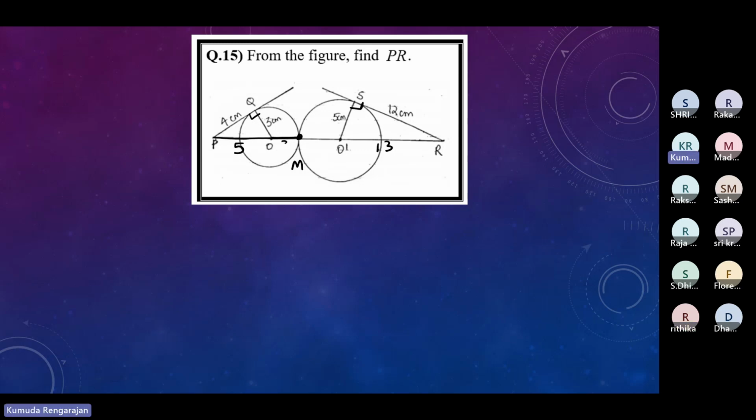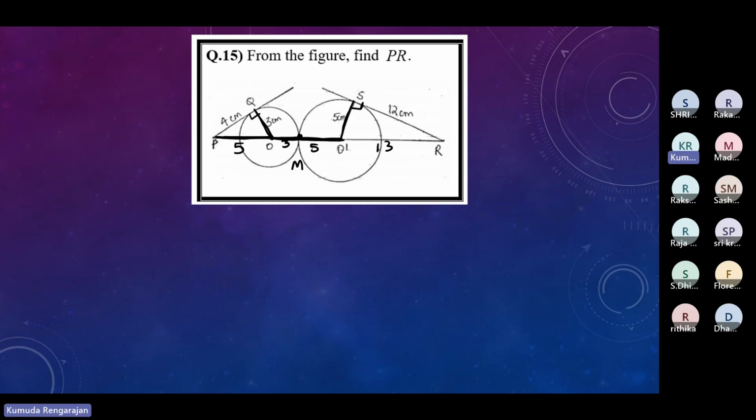OM is 3, the radius. OP is 5, OM is not 5. OM is the radius, and the radius is 3. So this one is 3. And how much is O dash M? 5, ma'am, because it is the radius of the circle. So this is also 5.